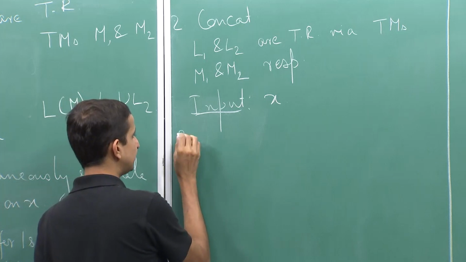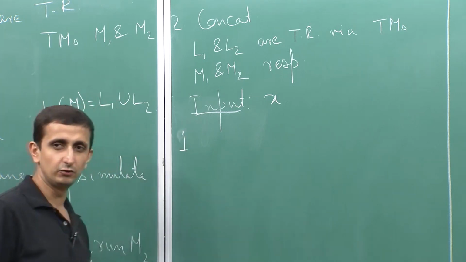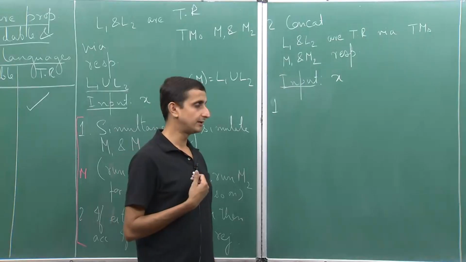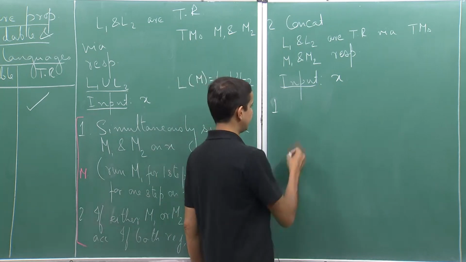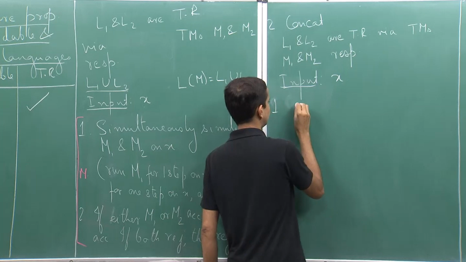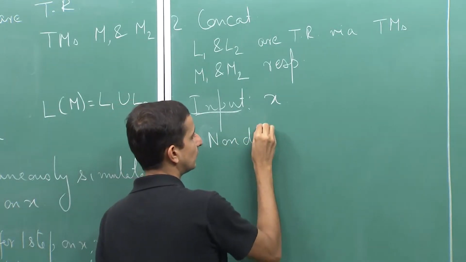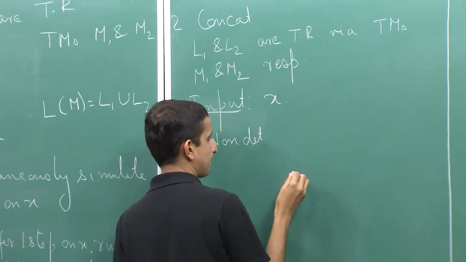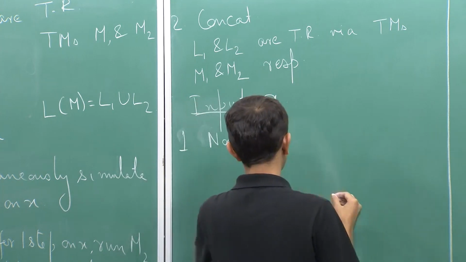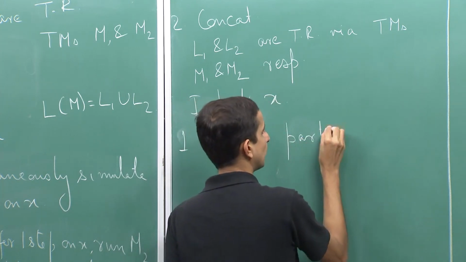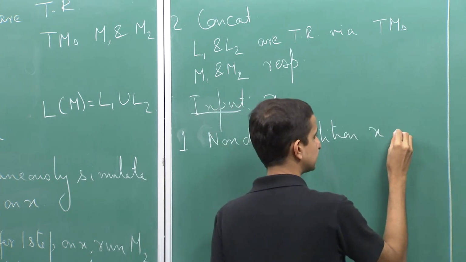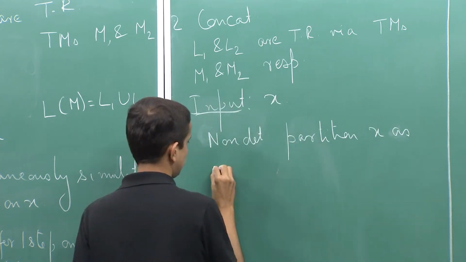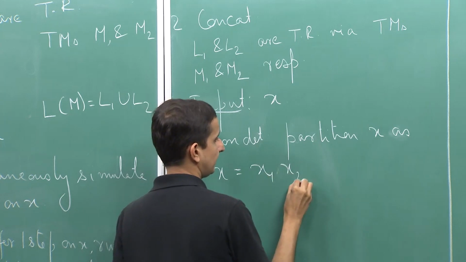To do this, we will use non-determinism. Of course, we can do this deterministically also, there are other algorithms that one can design, but I am just going to give an application of non-determinism here. So, non-deterministically, partition x as x equals x1, x2.